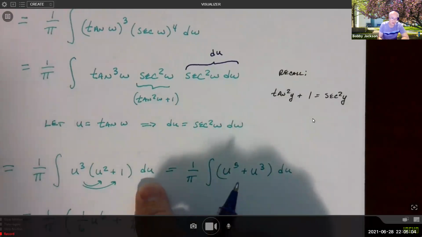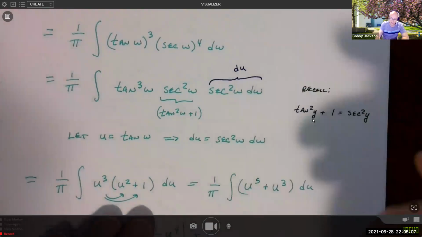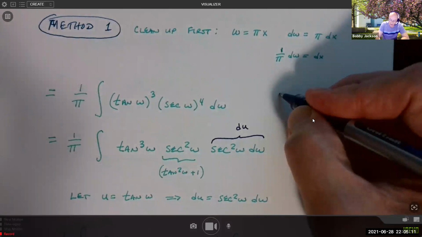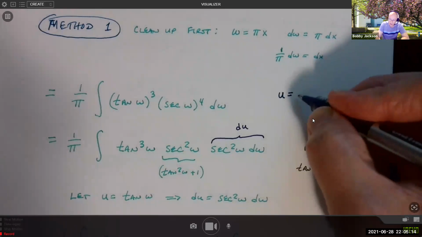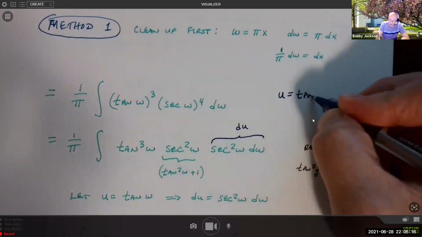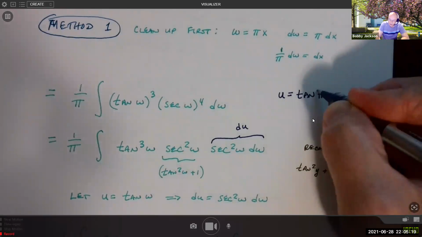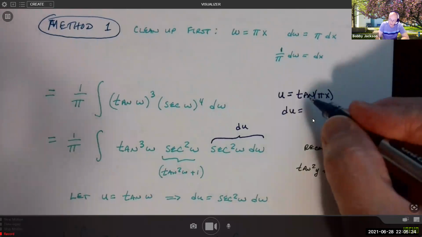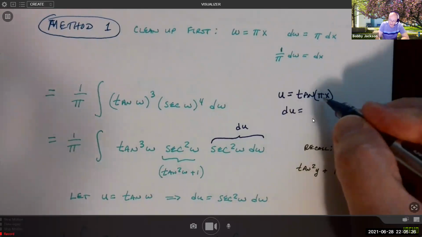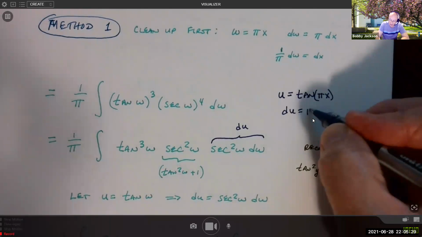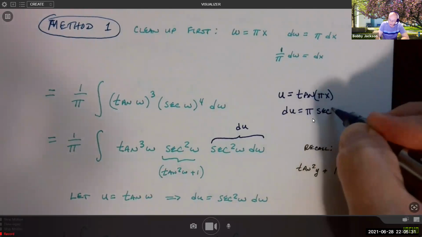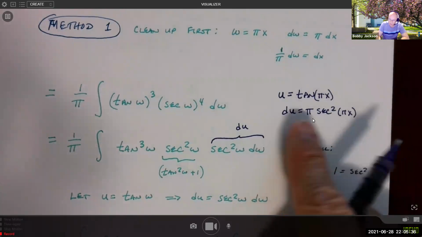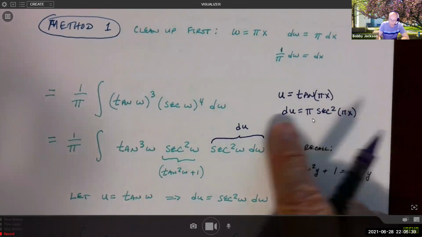Now you could also get here in one step. I did two steps, with two substitutions. You could do all this with the substitution letting U simply be tangent of pi x, and realize when you take the derivative, du, by the chain rule, the derivative is secant squared pi x times the derivative of pi x, which is pi. So you get pi secant squared pi x. And so you're still going to have to multiply both sides by 1 over pi.